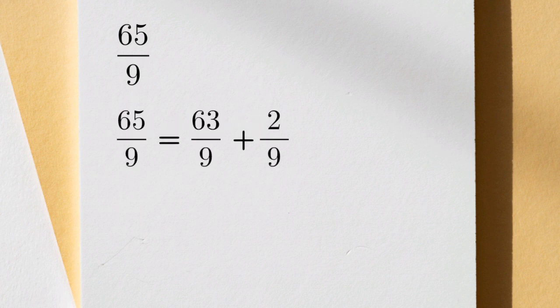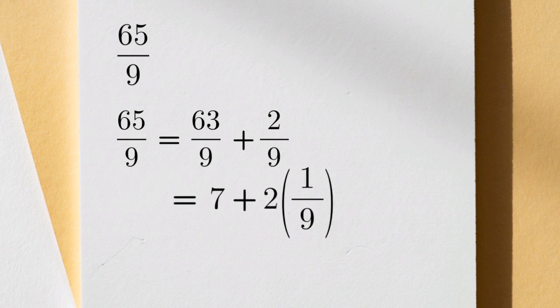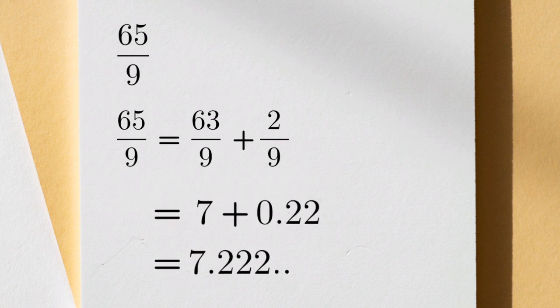And then we have 2 divided by 9. So 2 divided by 9 is same thing as 2 multiplied by 1 over 9. And as we said before, 1 over 9 is equals to 0.111 continuously, but we just write 0.1. So 2 multiplied by 0.1 is equals to 0.2. So our answer here is basically 7 plus 0.2. And finally, we have 7.2. So we can say 65 divided by 9 is equals to 7.222.